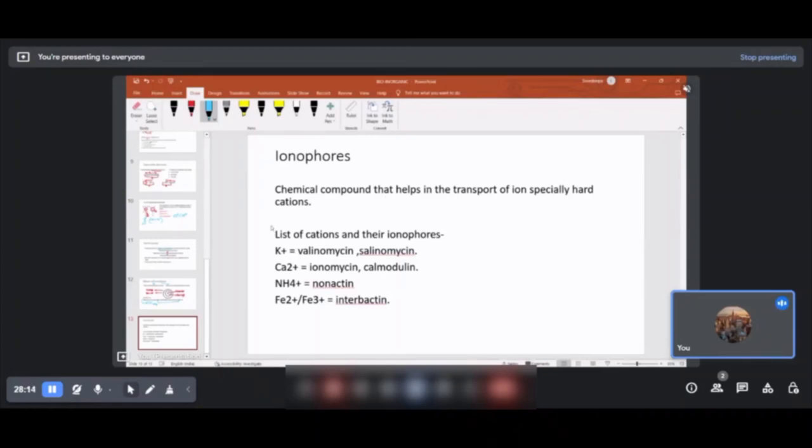So this is the list of the cations and the ionophores. Transport of sodium is done by valinomycin and salinomycin. Transport of calcium 2+ is done by ionomycin and calmodulin, and ammonium ion by nonactin. And lastly, the transport of iron 2+ and iron 3+ is done by enterobactin. So this is all about today's lecture. Thank you for listening.